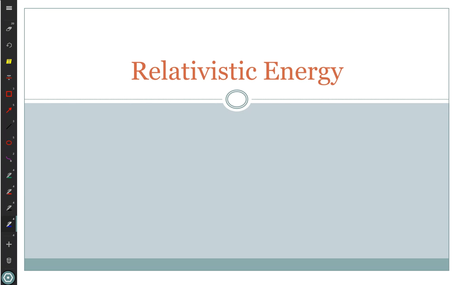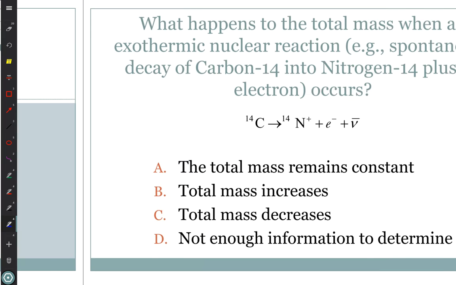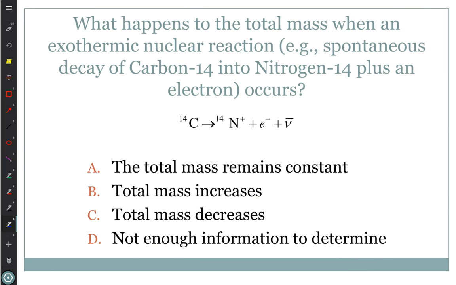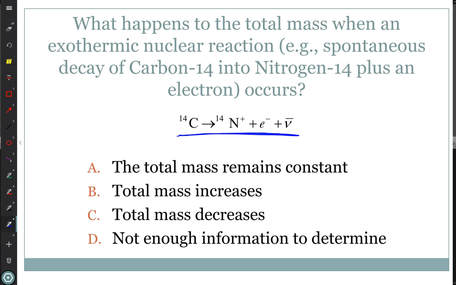Okay, any questions about filling that out? Nope. Okay, let's finish up relativity and start with the photoelectric effect. So we're starting with a clicker question. What happens to the total mass when an exothermic nuclear reaction, for instance, the decay of carbon-14 into nitrogen-14, which also produces an electron, occurs? This is the reaction that I used for my for instance.